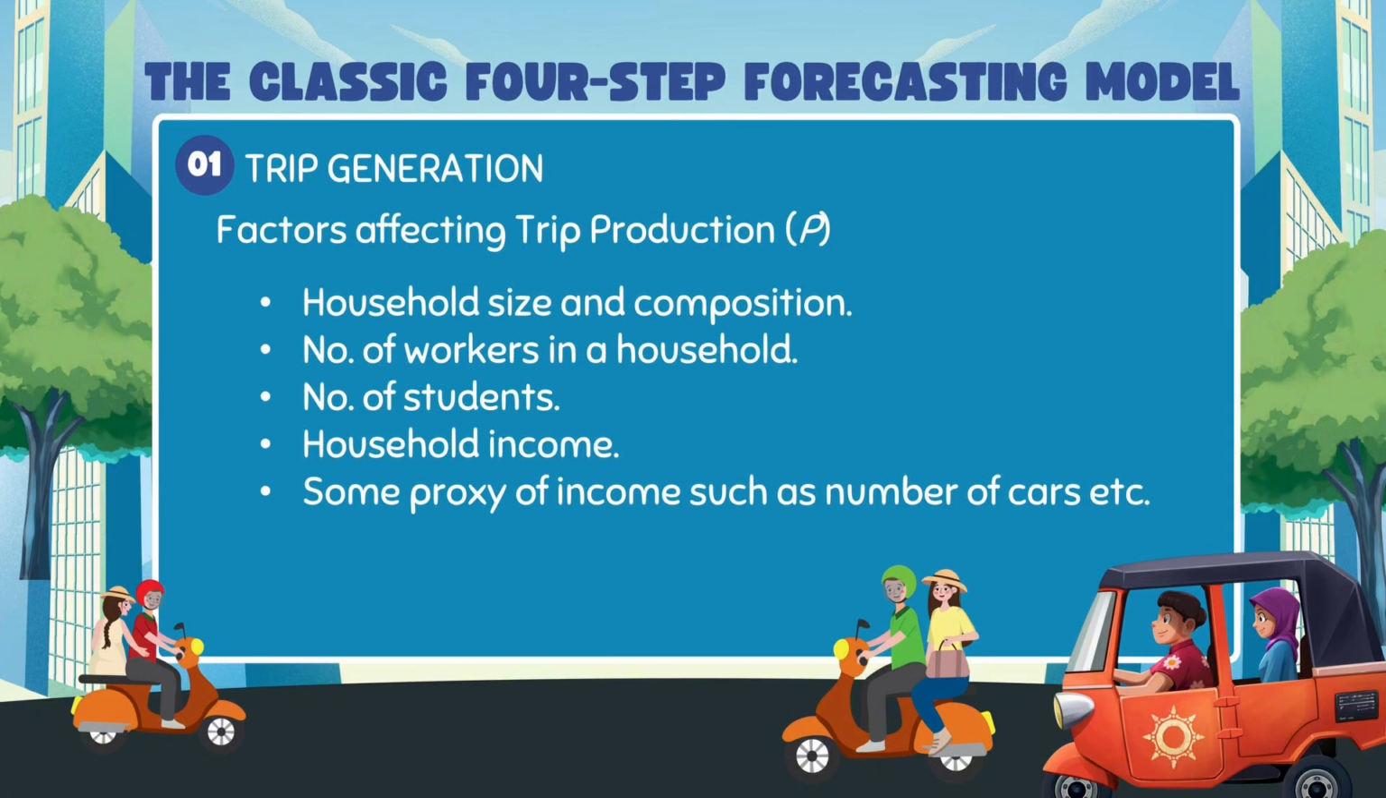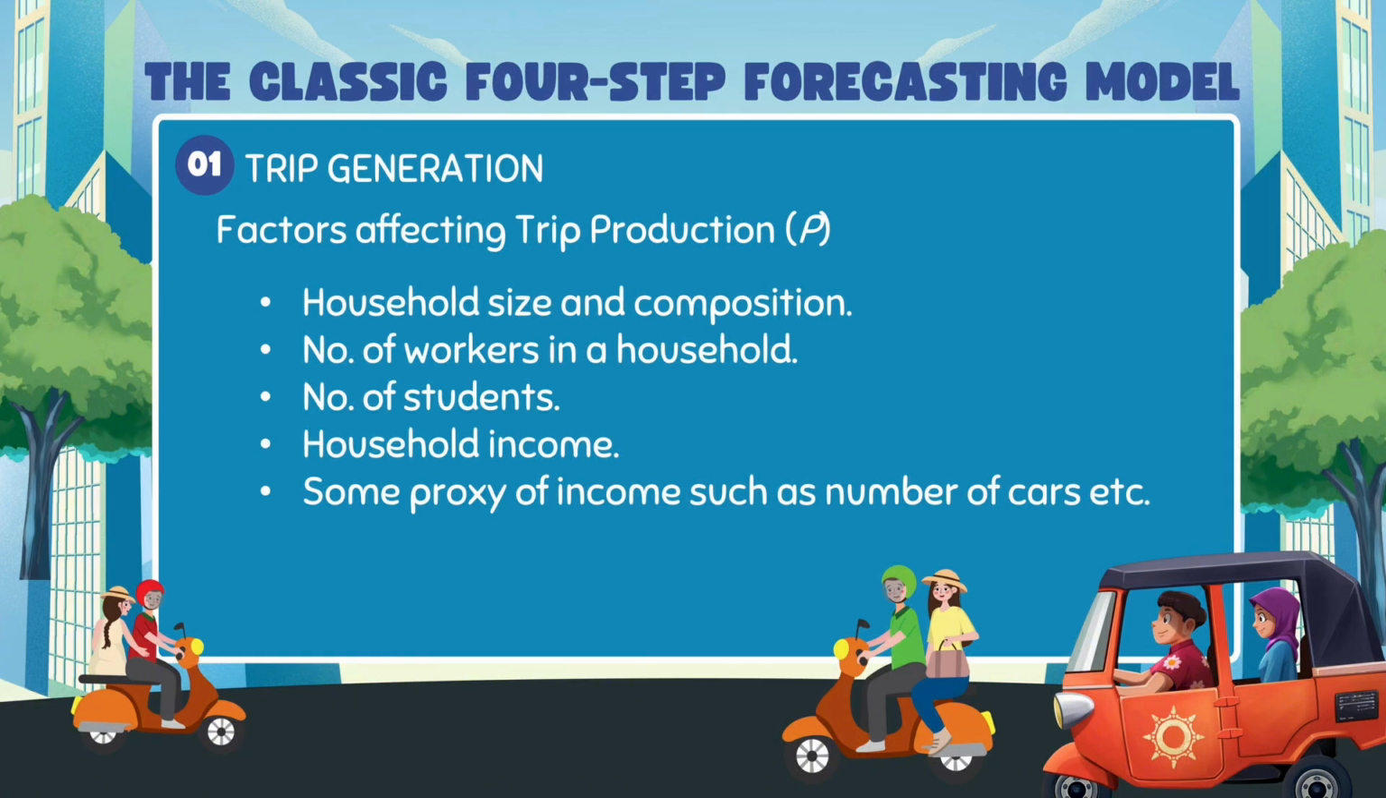So next is trip generation: factors affecting trip production. The factors are, first, household size and composition. Bigger families or families with different members like kids and workers tend to make more trips. And then next is the number of workers in a household. More workers means more daily trips. And the number of students who travel regularly to school will also increase trips.